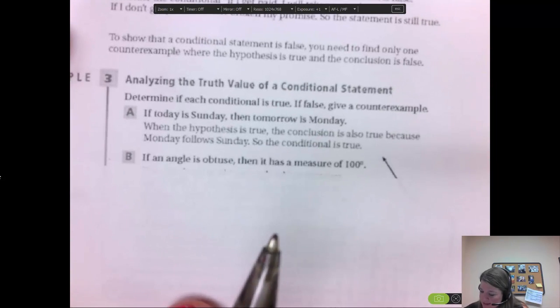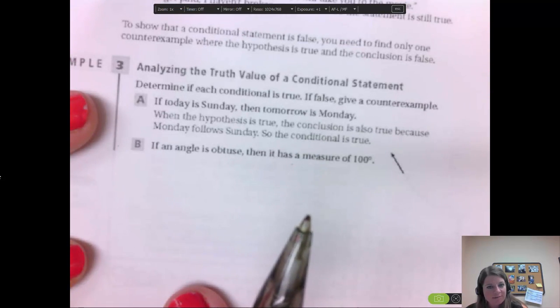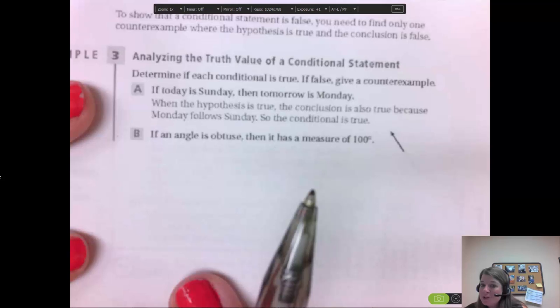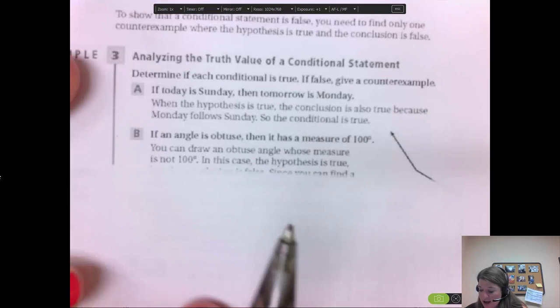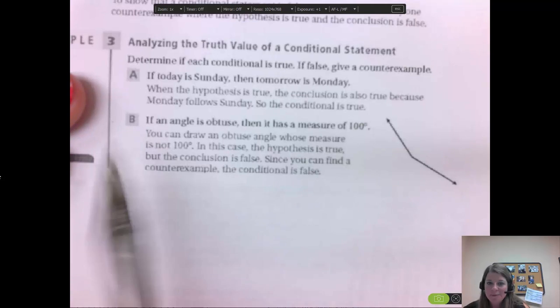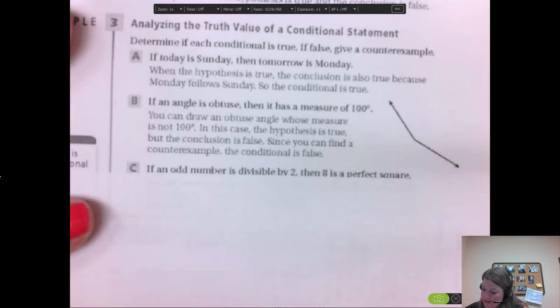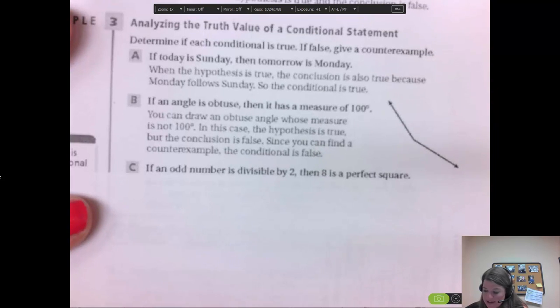Here's our next one. If an angle is obtuse, then it has the measure of 100. Do all obtuse angles have the measure of 100? Well, no. What if it's 105? You can draw any angle, or write it out in words. That would be a counterexample. So that one's false.